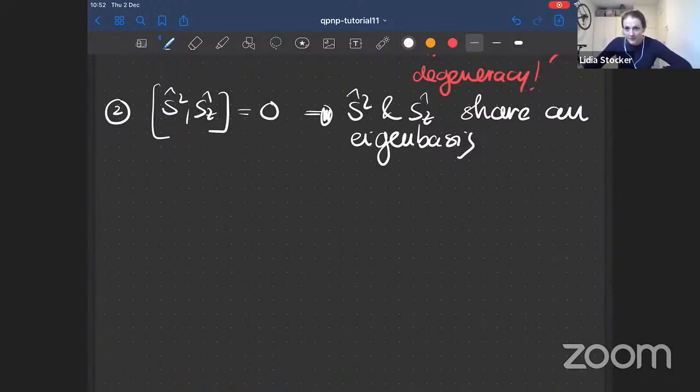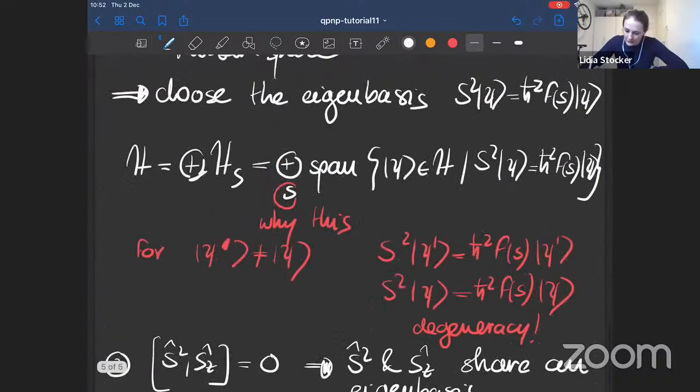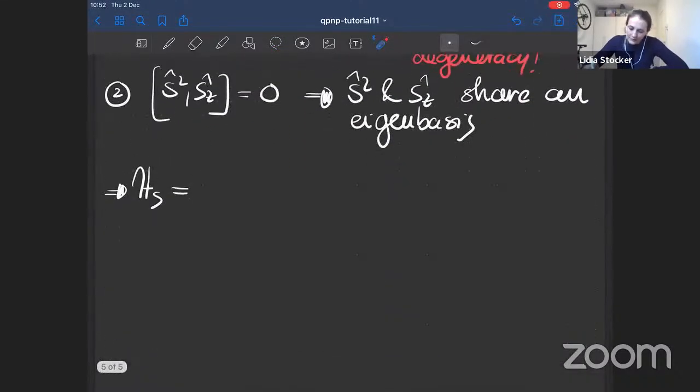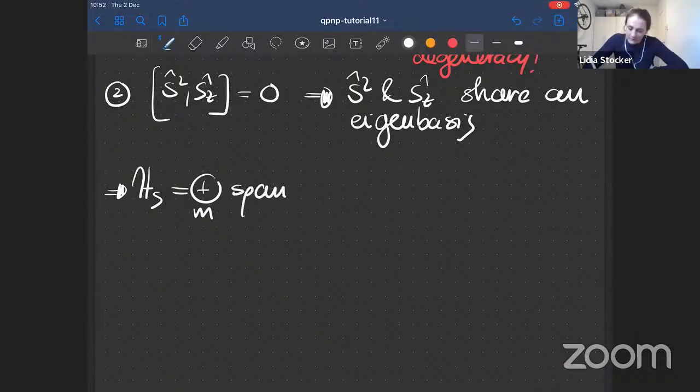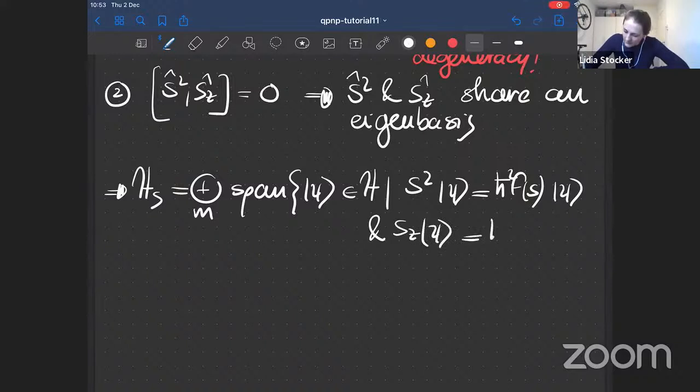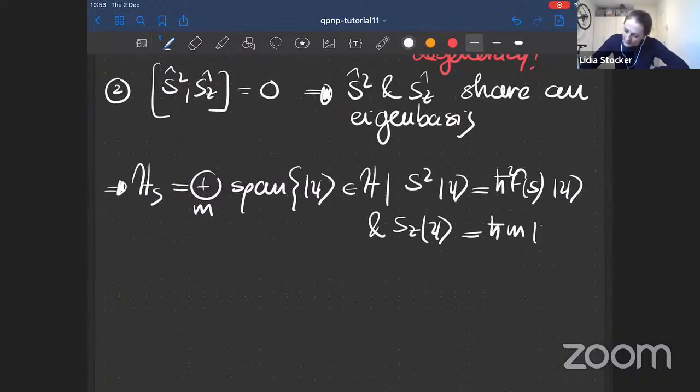So how can we use this property to write our basis again, or to see how our Hilbert space behaves? We write H_S, so we decompose it into each subspace with the same eigenvalue of the S2 operator. We write it as a span of states of our full Hilbert space, such that this state is an eigenvector of the S2 operator with eigenvalue h bar squared f of s, and SZ of psi is also an eigenvector of the SZ operator with eigenvalue h bar m.